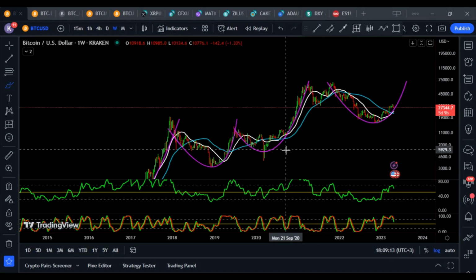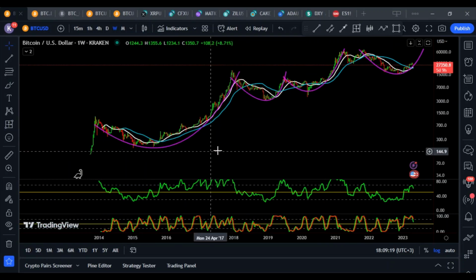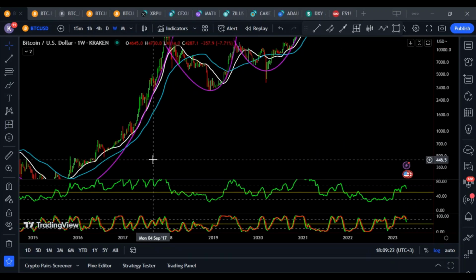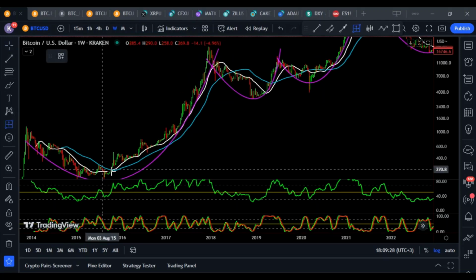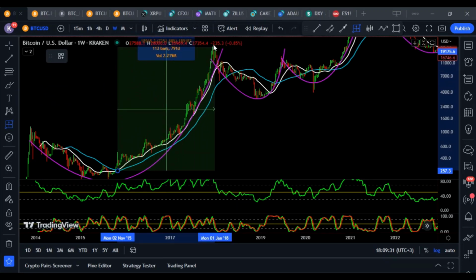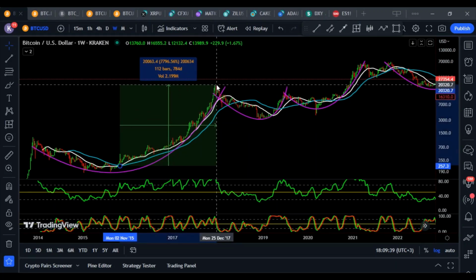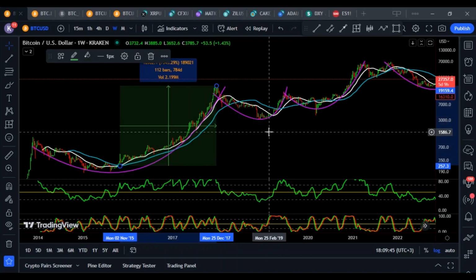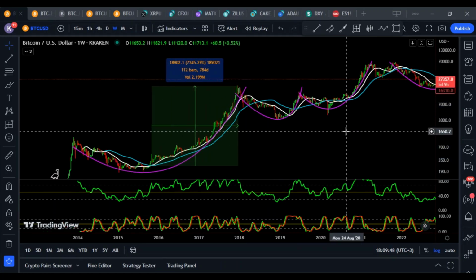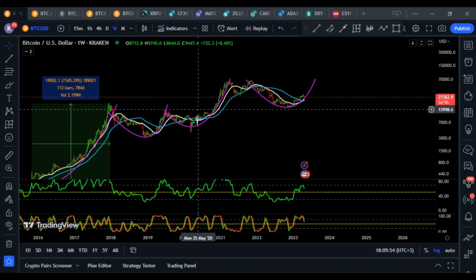So let's go back. Let's check this. So ever since we crossed here, let's map it out. So crossed here, right? So let's put this here. Crossed around this area, went all the way to this high. Most probably I can't hit it. Okay, I'll adjust it. So that was the high. On this cross to the high here, that was 7,344, 45%. On the second cross, this was the COVID crash.